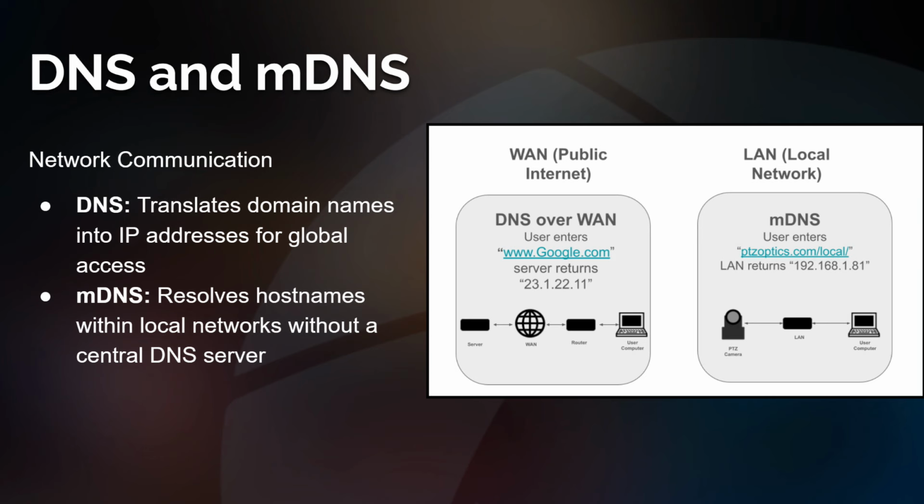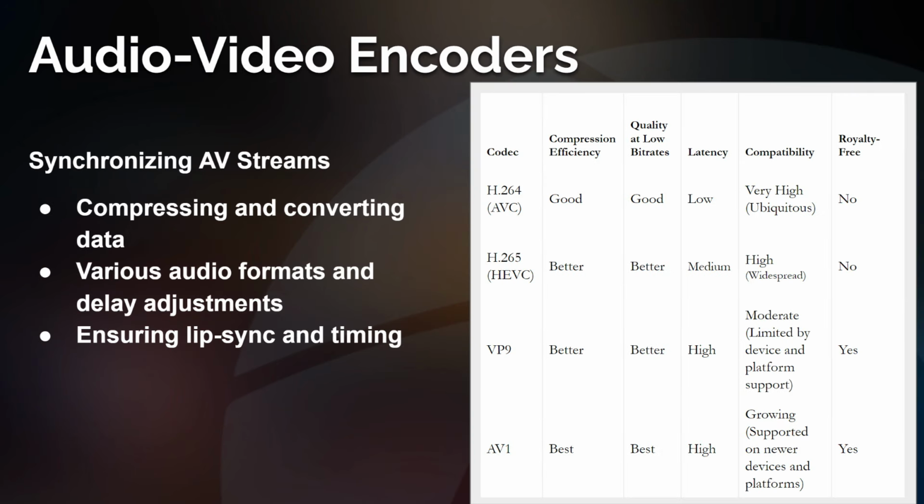mDNS is used on the local area network. This is when somebody uses something like PTZOptics.local to return the local IP address. So just a technology to be aware of. DNS to translate domain names to IP addresses for global access. mDNS to resolve host names within local networks that don't have a DNS server.